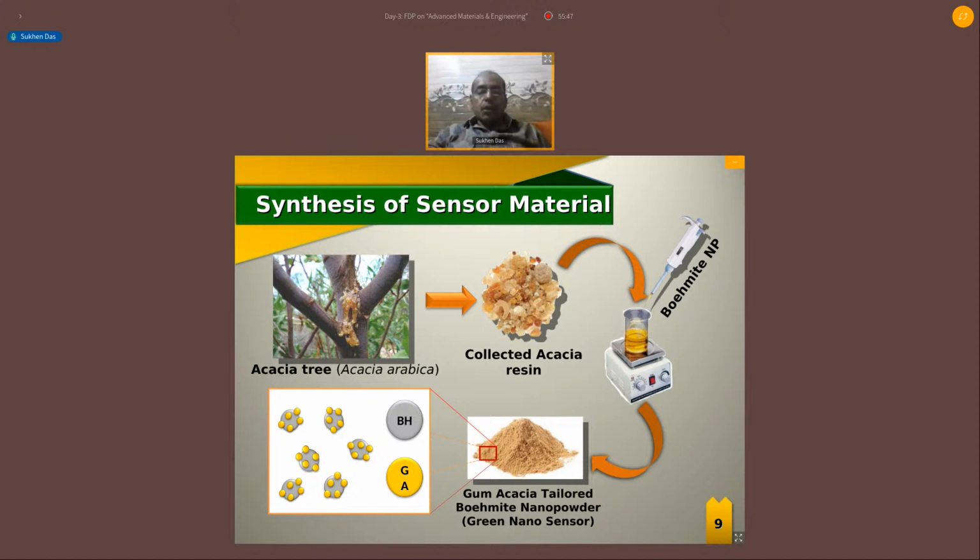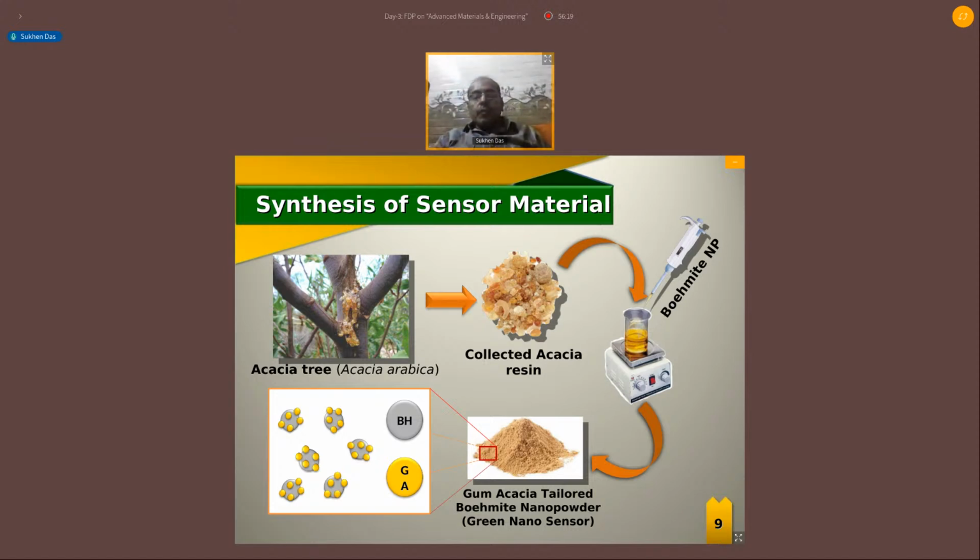One thing we have done is that we have taken some gum from the acacia tree. What is this acacia tree? The acacia tree is very common to us Bengali people, because in Bengali it is the babla gach. We find some type of gum from the babla gach, and that is called acacia gum. That gum can be used to make the boehmite soluble.